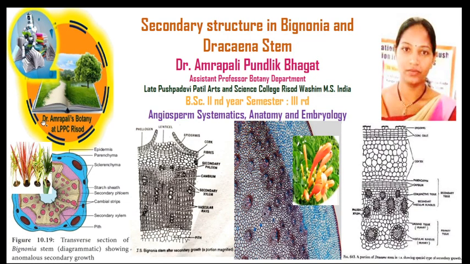Good morning, students. Today we are going to learn about secondary growth in Bignonia stem and Dracaena stem. First of all, Bignonia and Dracaena show a secondary structure that is not normal growth in the case of a climber or a perennial monocot.